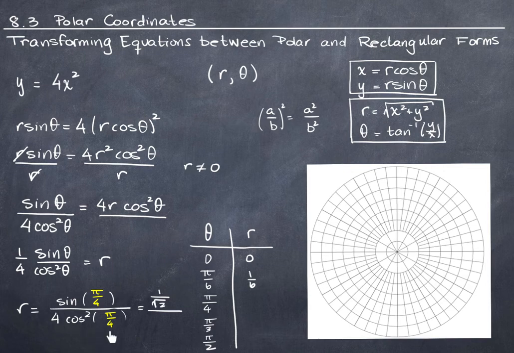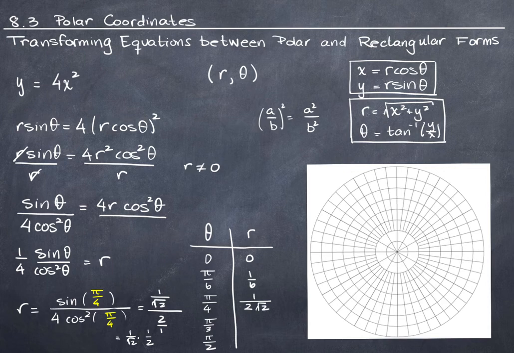What is the cosine of pi over 4? Well, that's also 1 over the square root of 2. But now I need to square it. So I'm going to get 1 squared over root 2 squared. And that's just 1 over 2. But I need to multiply that by 4. 4 over 2 is 2. I write that as 2 over 1. Then I get 1 over root 2 times 1 over 2, which is 1 over 2 root 2.